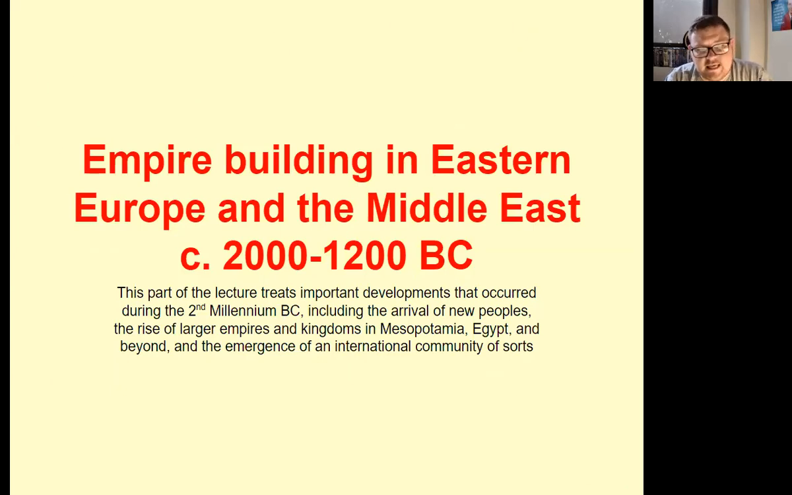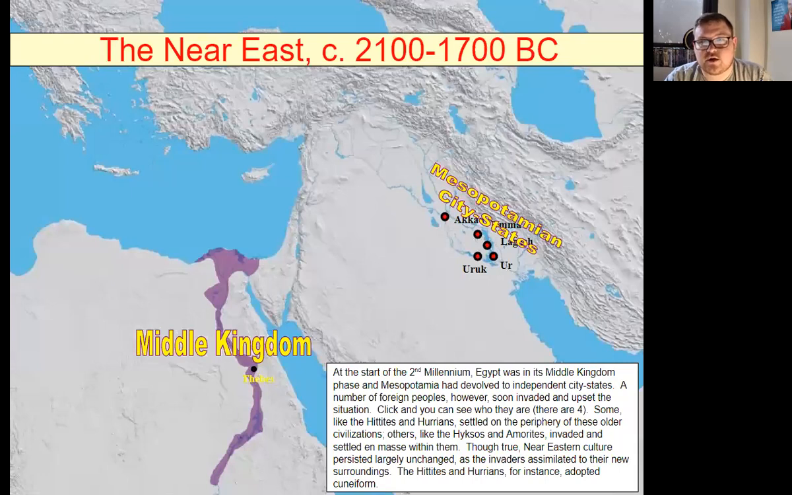So we have empire building in Eastern Europe and the Middle East. This part of the lecture treats important developments that occurred during the second millennium BC, including the arrival of new peoples, the rise of larger armies and kingdoms in Mesopotamia, Egypt, and beyond, and the emergence of an international community of sorts. So this is our Near East, right? We have the Mesopotamian city-states, and we have the Middle Kingdom.